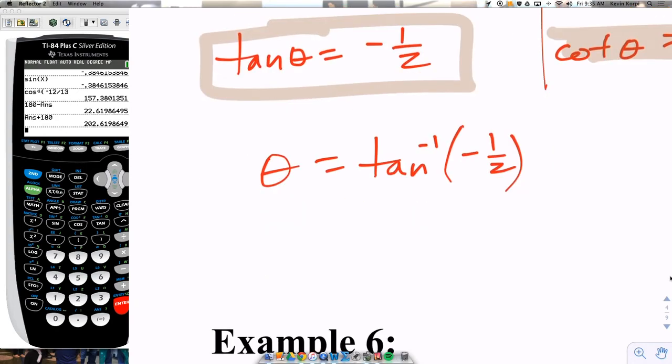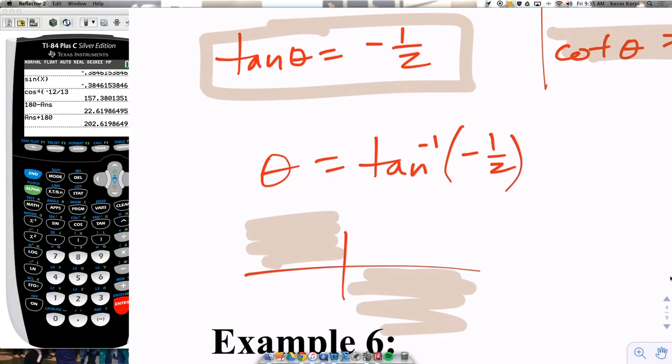Now let's think about where the calculator is going to give us our answer. Tangent is negative in which 2 quadrants? 3 and 4. You mean 2 and 4? Oh, yeah. Yeah, 2 and 4. And which of those do you think the calculator is going to give us our angle in?